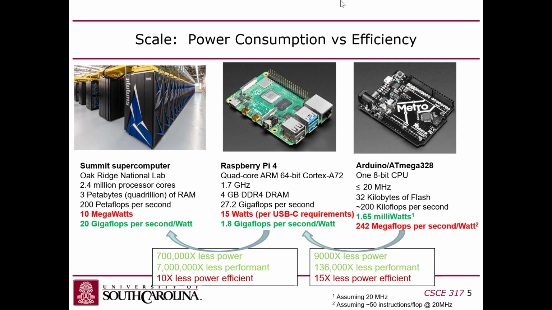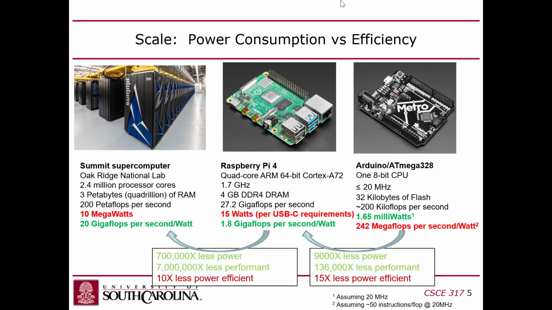Why is that? Well, if you take the Raspberry Pi and compare it to the most powerful computer in the world, which is the Summit supercomputer at Oak Ridge National Lab, that has 200 petaflops per second, uses 10 megawatts of power, and has 2.4 million processor cores. That's the biggest computer in the world. One Raspberry Pi uses 700,000 times less power than Summit, but it has 7 million times less performance. So you see the same thing happen, right?